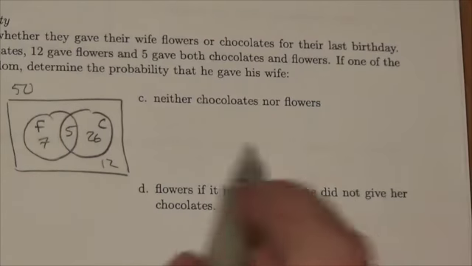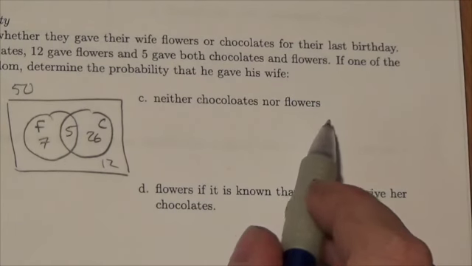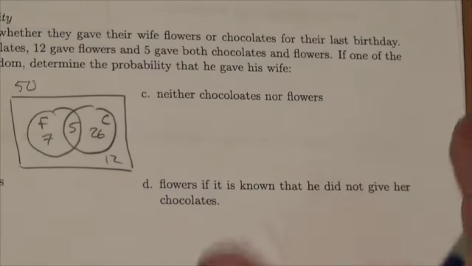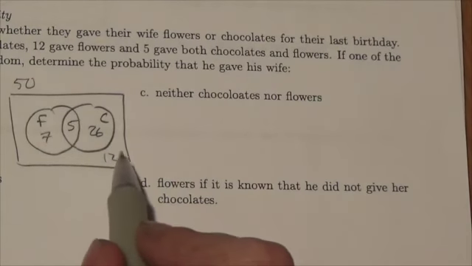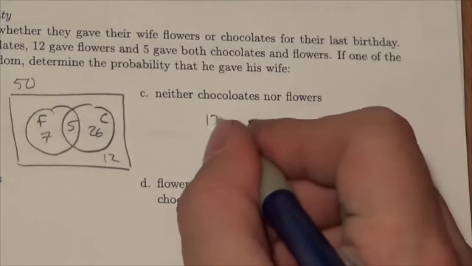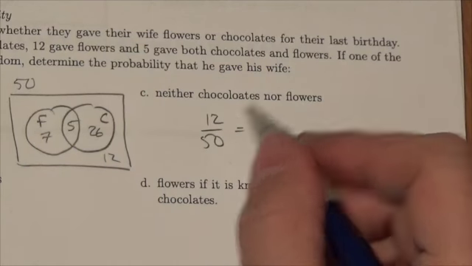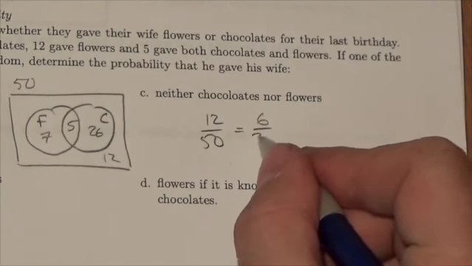Okay. How about they gave neither chocolates nor flowers? These are the guys that had to come up with something a little bit more creative. Well, that's that group of 12 right here that doesn't fit in either one of those groups. And again, if we simplify that by dividing by 2, we'll get 6 out of 25.